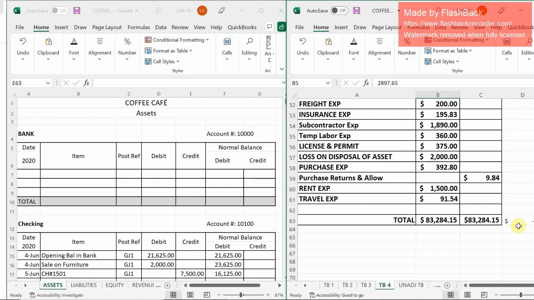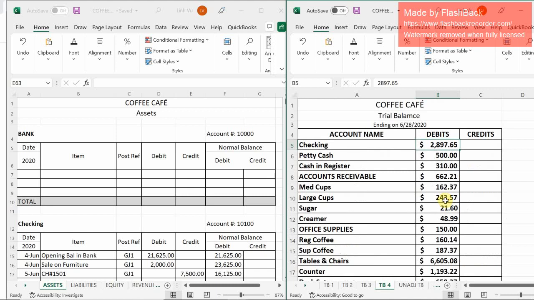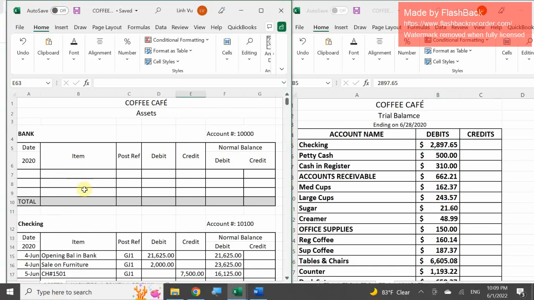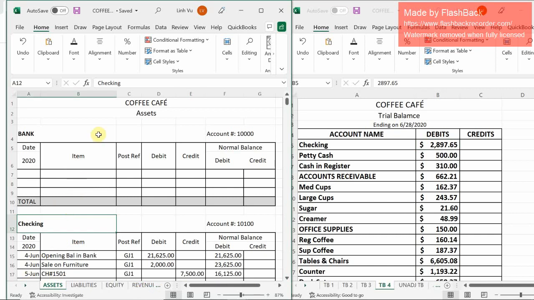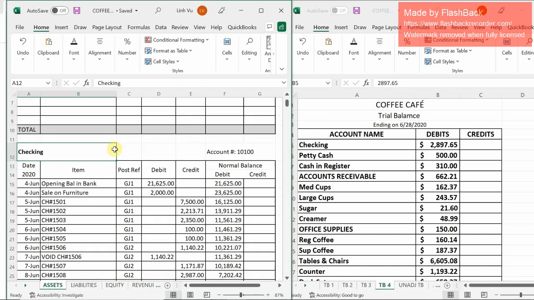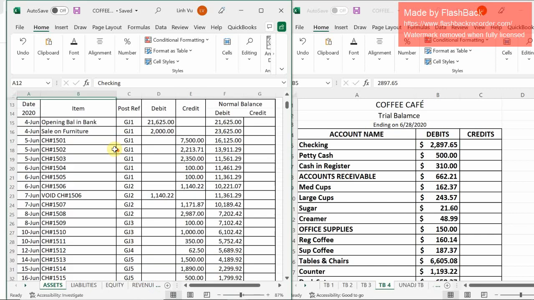We have our total debits and total credits matching each other. Now, let's hope the trial balance for week 4 comes out evenly. So, let's get started with the first account here. We're going to start with our assets. Our bank account has nothing. So the next one is going to be our checking account.